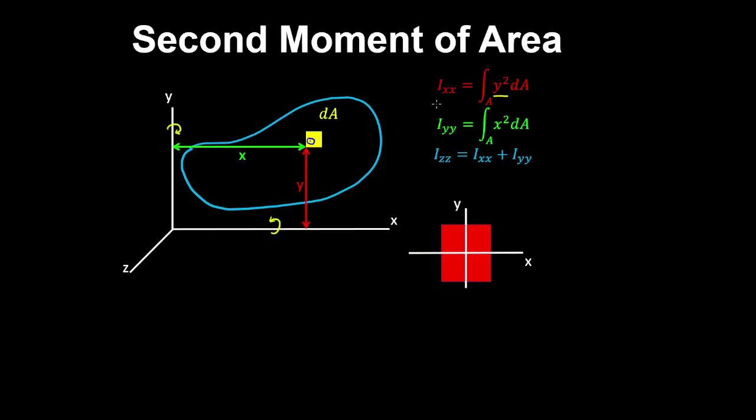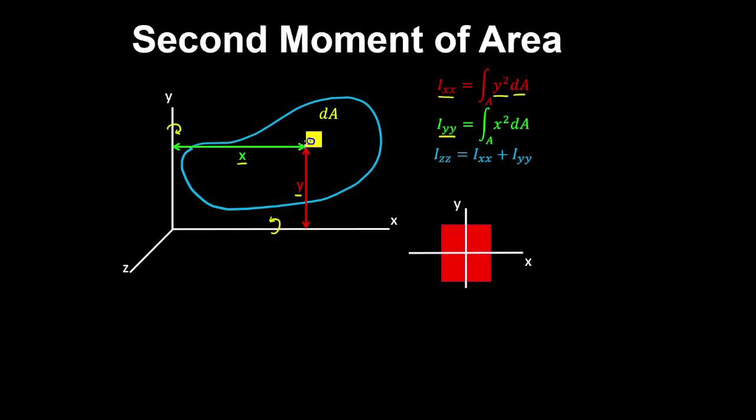So the resisting quantity for bending rotations about the x-axis is the second moment of area about this axis, which involves the square of the moment arm multiplied by the differential area, and it's integrated over the area of the section. And similarly, the second moment of area about the y-axis has a squared moment arm of x squared.